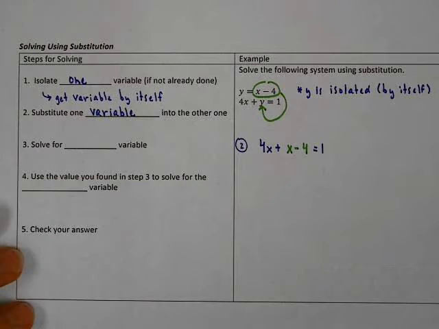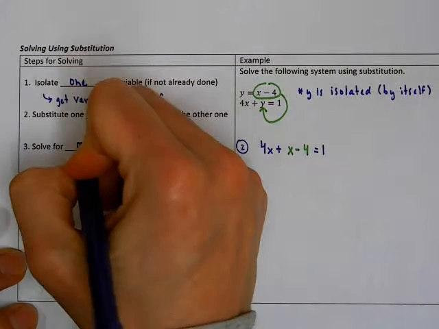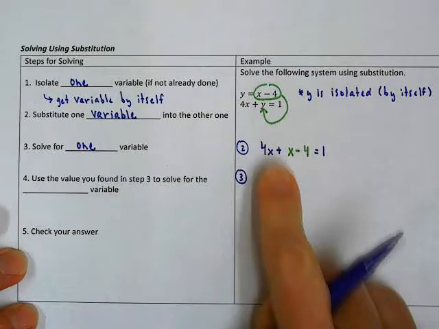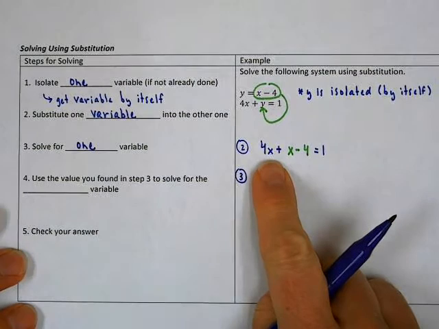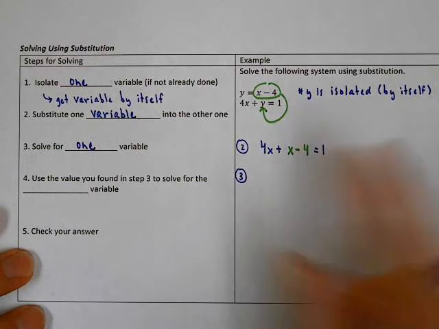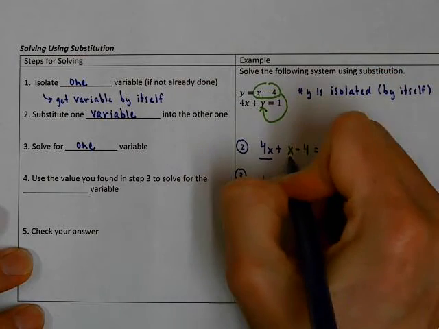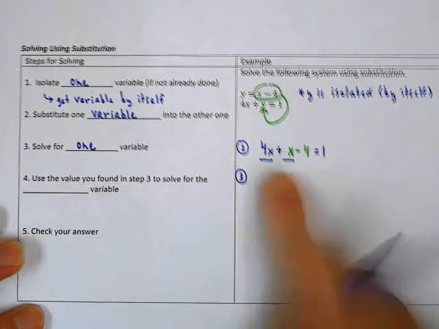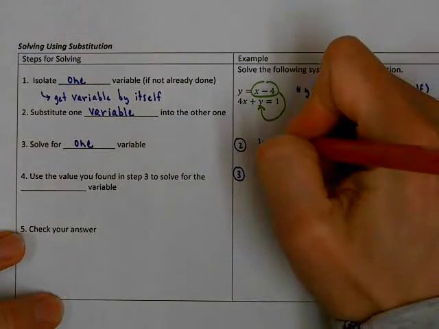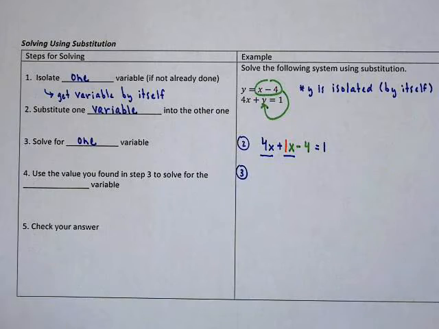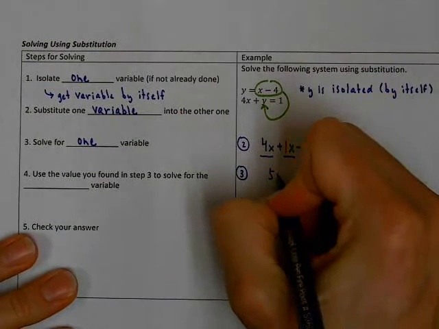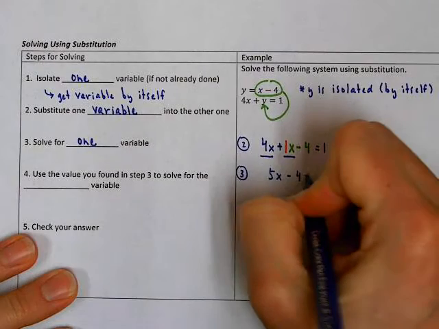Okay, so now we're going to solve for the one variable. In step 3, it's x. We're going to solve for x. Before I can solve here, I'm going to need to do a little simplifying. So I see that I have like terms, 4x plus x. Remember, there's really a coefficient of 1 in front of it. So I have 4x plus 1x, which is going to give me 5x minus 4 is equal to 1.